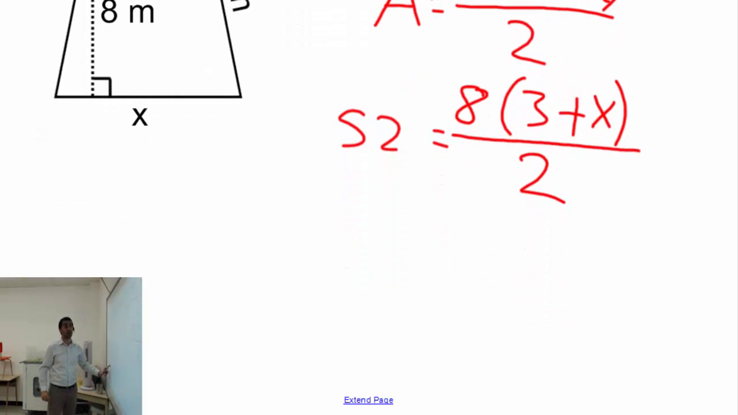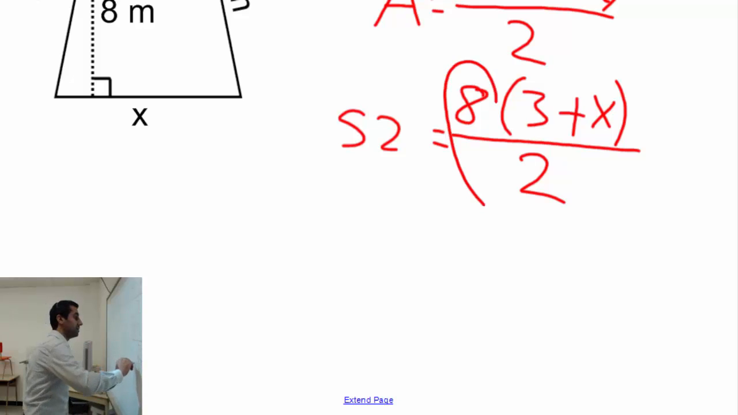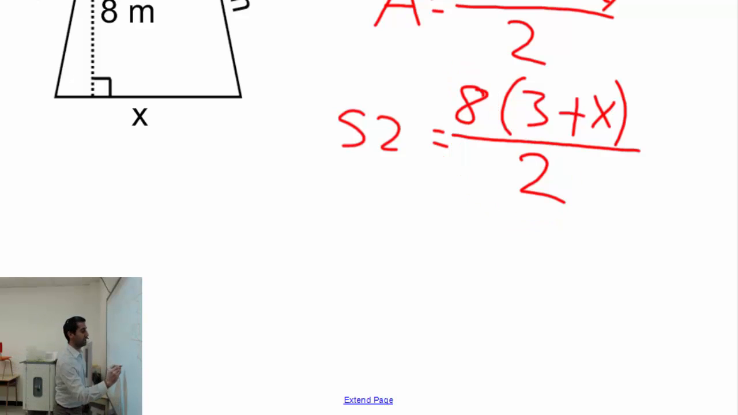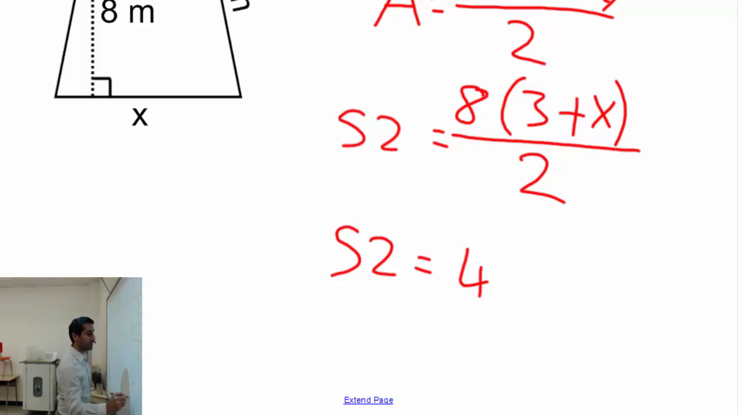So let's organize the right side. And look at that, this is 8 divided by 2. So we can organize that. Let's go ahead and do that. 52 equals 8 divided by 2, which is 4. Let's write that down. And open bracket, 3 plus X.